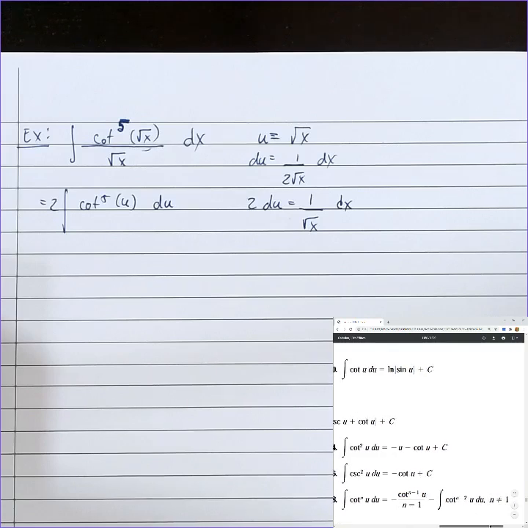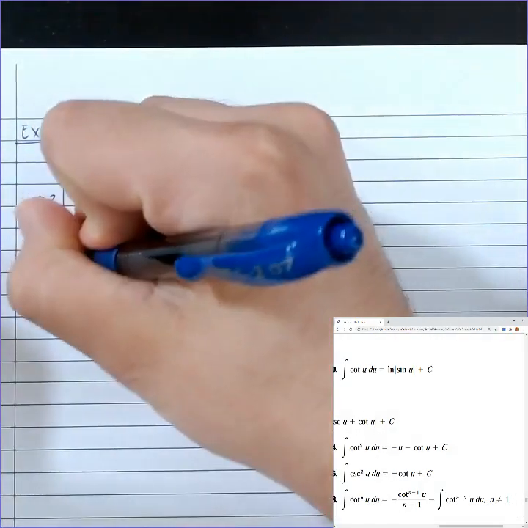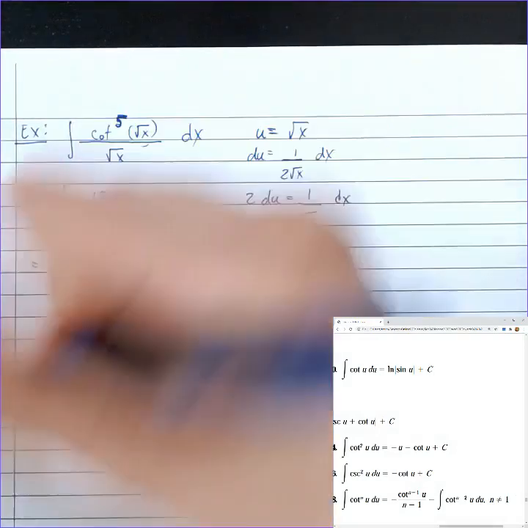There we go. So the integral of cotangent to the power n of u du is equal to negative the cotangent of the original power minus 1 of u over n minus 1, minus this new integral, which is the same as the previous integral but with a power 2 less than before. So that's going to look like this. We're going to leave our 2 there because that's just a constant.